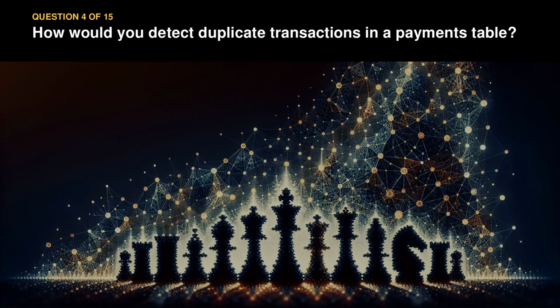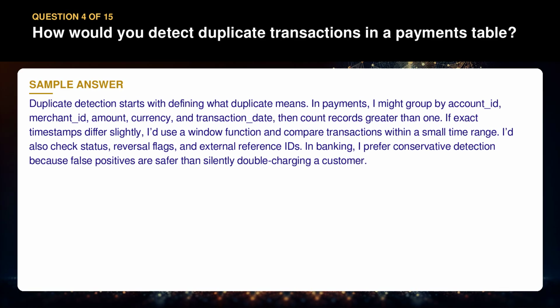Question 4. How would you detect duplicate transactions in a payments table? Duplicate detection starts with defining what duplicate means. In payments, I might group by account ID, merchant ID, amount, currency, and transaction date, then count records greater than 1. If exact timestamps differ slightly, I'd use a window function and compare transactions within a small time range.